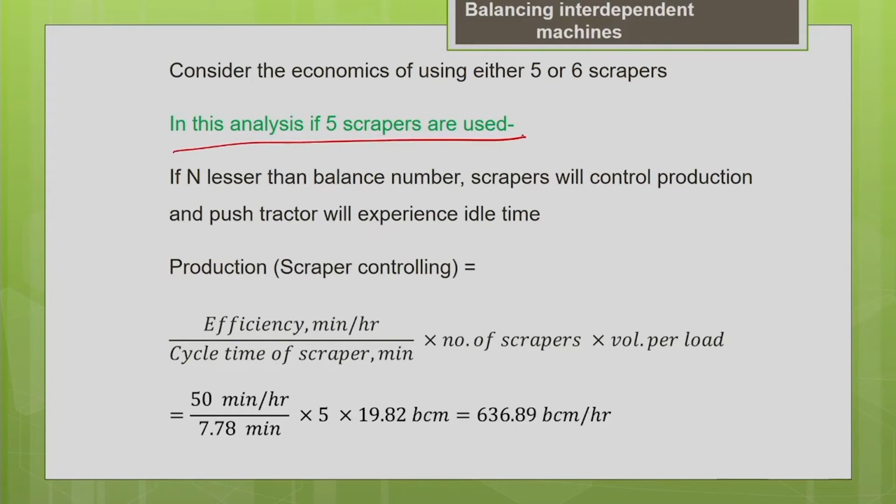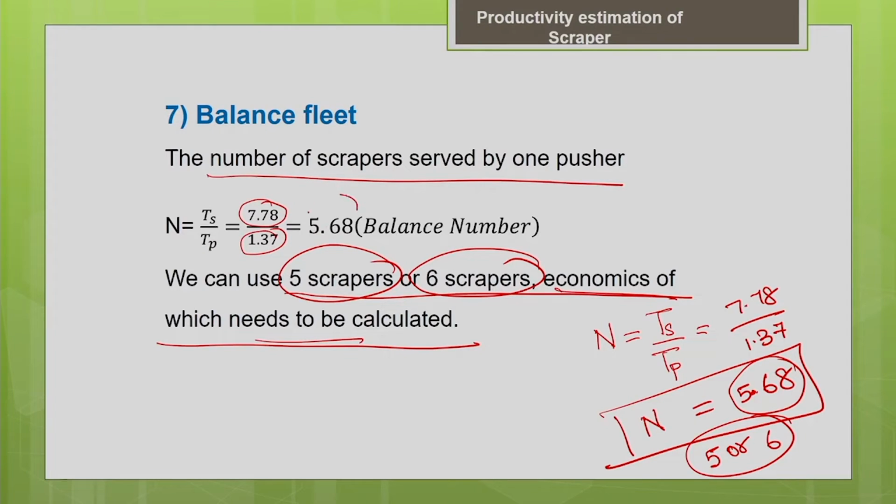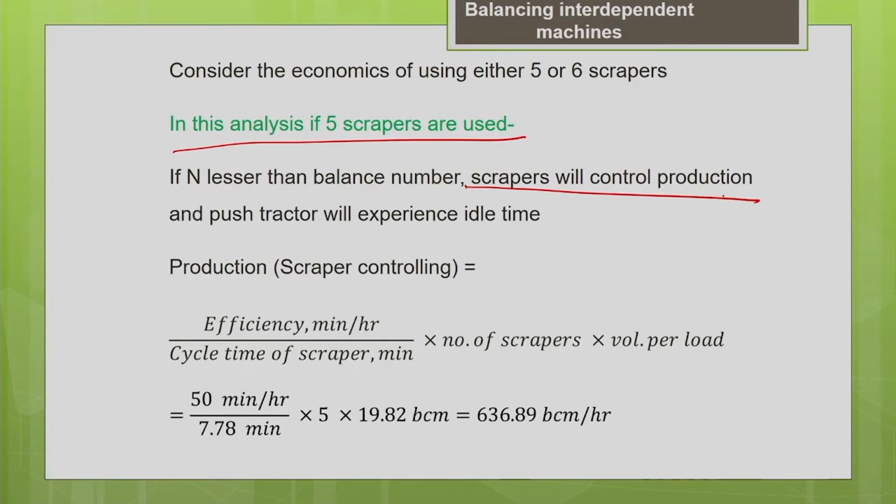So 5 means you are going to use fewer scrapers than what is needed. When the number of scrapers is lesser than the balanced number, obviously scrapers are more critical, but your pushers will have idle time. Your pusher will wait for the scraper, and unless the scraper is available, you cannot complete the job. So here the scrapers will be controlling the production as they are fewer in number, but the pusher will have the idle time.